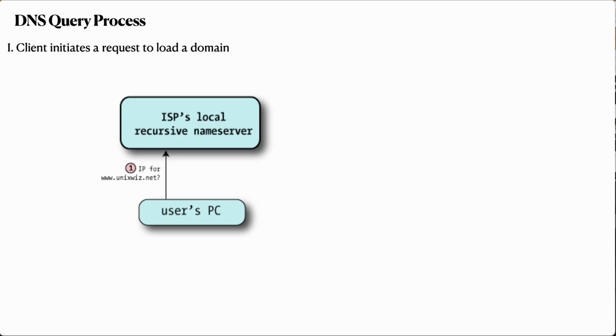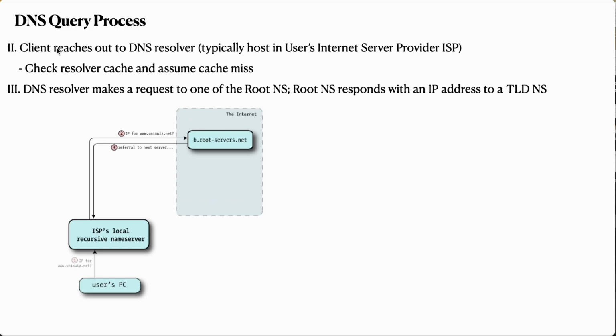And here is how a DNS query process will look like. To start with, the client will initiate a request to load a domain. So the client reaches out to the DNS resolver, which is typically hosted in the user's internet service provider. It will first check the resolver cache to short circuit the current lookup process to resolve the domain name to an IP address. And here we assume there is a cache miss for both the browser and the operating system.